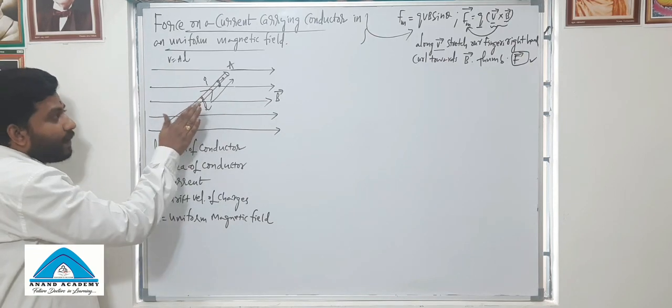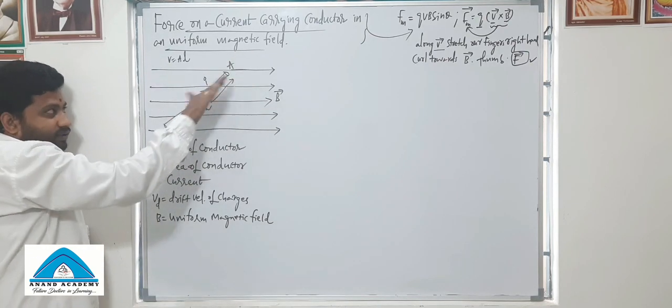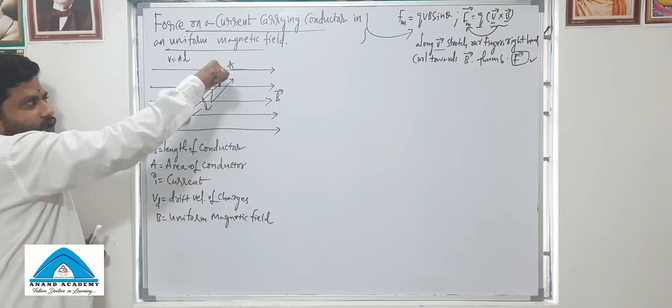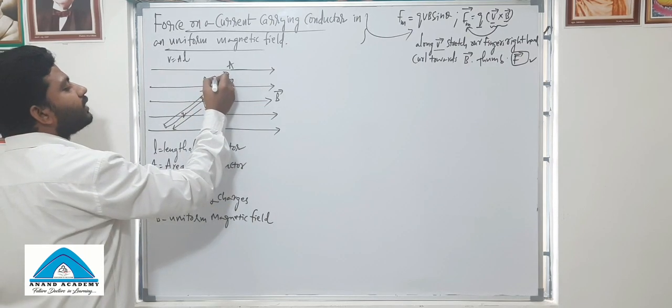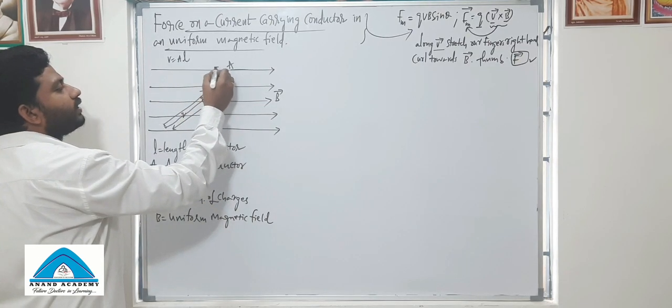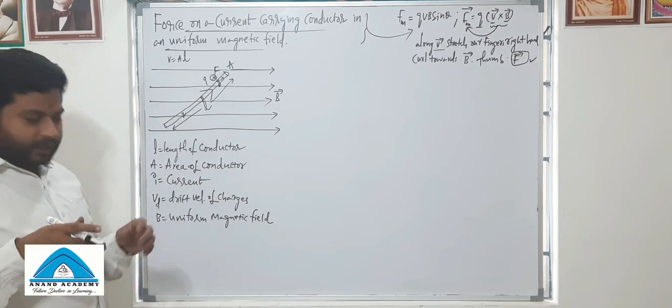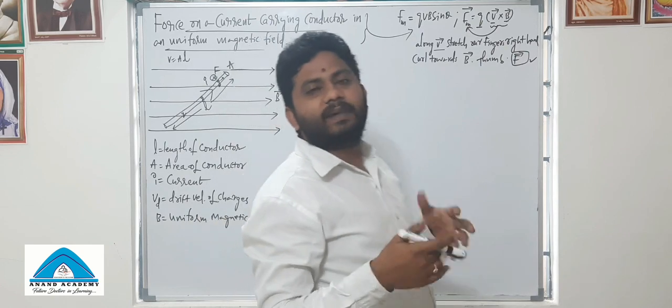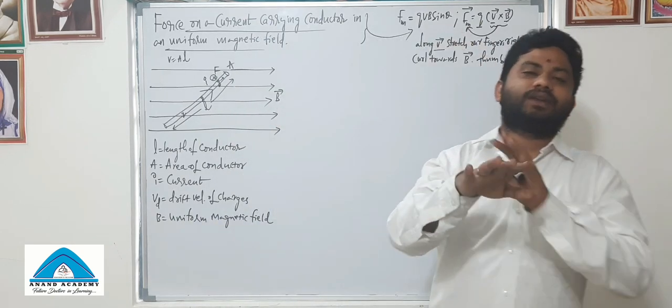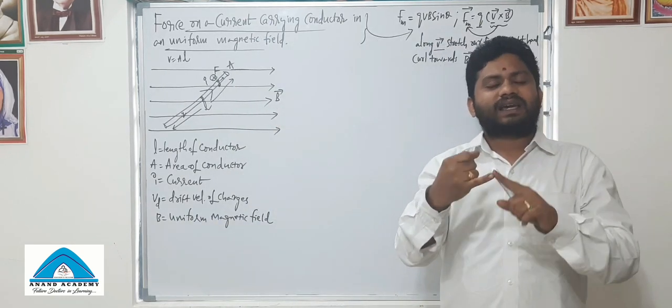So this is V bar and this is B bar. You can see V bar cross B bar. So the thumb is giving me the direction of the force here. Don't think that the into symbol will only give you the direction of magnetic field which is moving into the plane. No, you can represent the current.